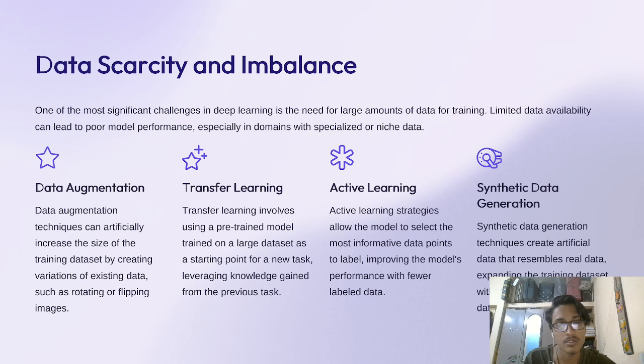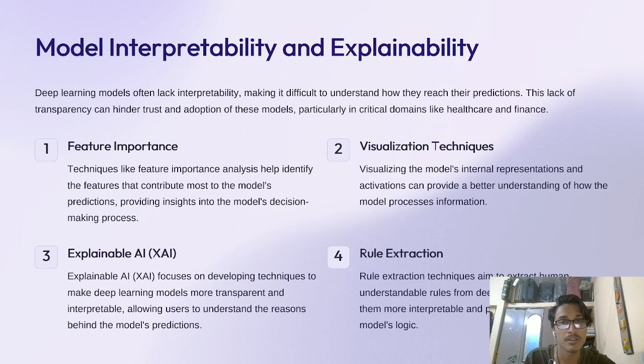Transfer learning involves using a pre-trained model, trained on a large dataset, as a starting point for a new task, leveraging knowledge gained from the previous task. Active learning strategies allow the model to select the most informative data points to label, improving the model's performance with fewer labeled data. Synthetic data generation techniques create artificial data that resembles the real data, expanding the training dataset without relying on real-world data.